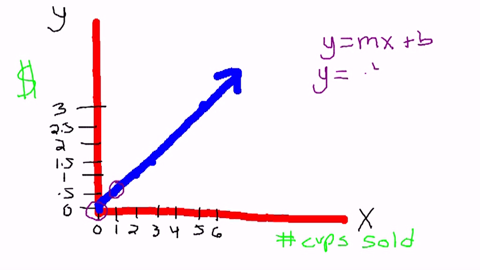So now we have y = (0.5/1)x + b, and b, as I said, is the y-intercept. And we can see from our graph that the y-intercept is 0 because that's where our graph hits the y-axis. So we have plus 0. So when we simplify everything, we get that the equation of this line is y = 0.5x.